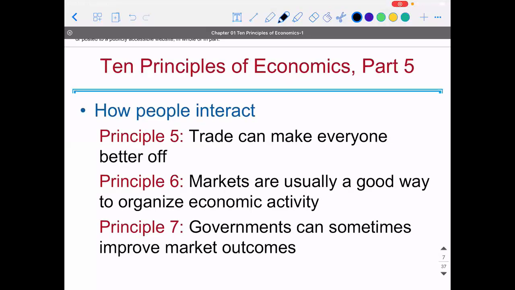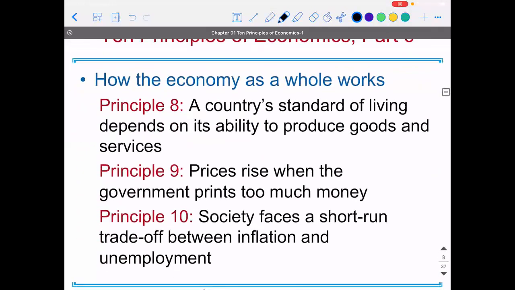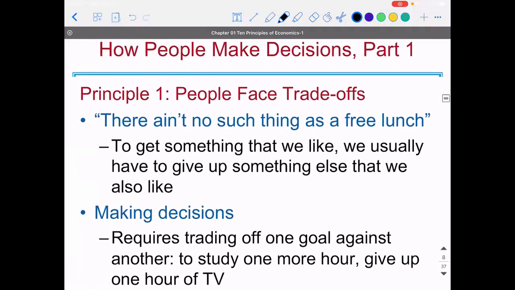The second one is how people interact. Again, these are our three principles I've already talked about. Trade makes everyone better off. You might disagree hearing it that way, but I'll explain why that's the case. Markets are, generally speaking, a good way to organize economic activity, and governments can sometimes improve market outcomes. Standard of living depends on ability to produce goods. Prices rise when too much money is printed. There is a short-run trade-off between inflation and unemployment. Okay, let's get to the first one here.